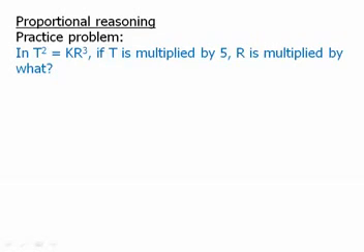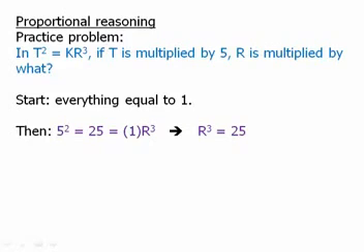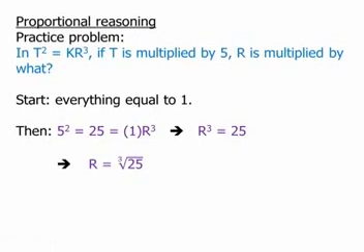So what we're going to do is set everything equal to 1 originally. 1 squared equals 1 times 1 cubed. That works. Then we're going to replace t with 5 and leave r as a variable. So 5 squared, which is 25, equals 1 times r cubed. So in other words, r cubed equals 25. R equals the cube root of 25. We might also write this as the cube root of 5 squared, or 5 to the 2/3. Any one of those could be a correct form of the answer.